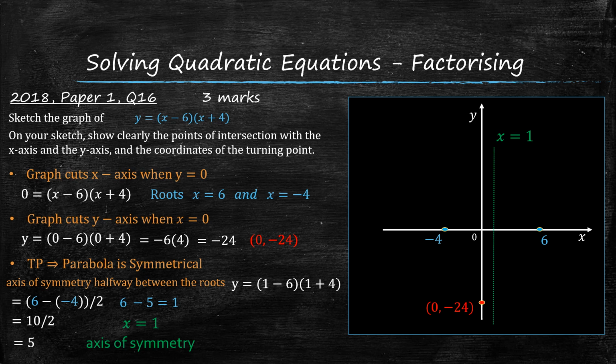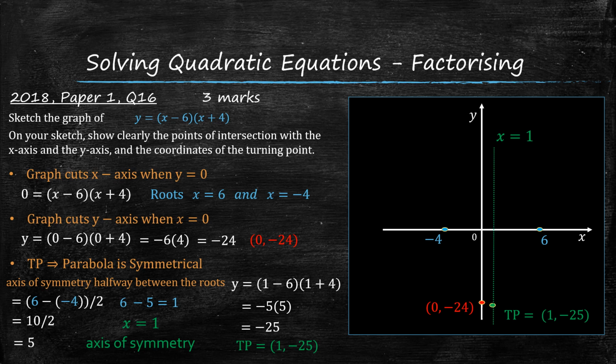What's the y value when x equals 1? Well, let's substitute that into our equation. y equals 1 minus 6 times 1 plus 4, which is negative 5 times 5, which is negative 25. So our turning point will be (1, -25). So let's draw that on our diagram.